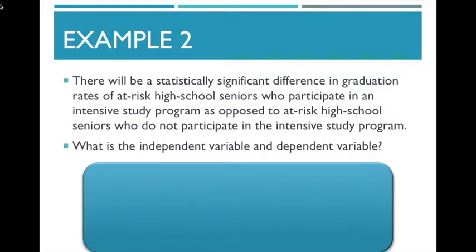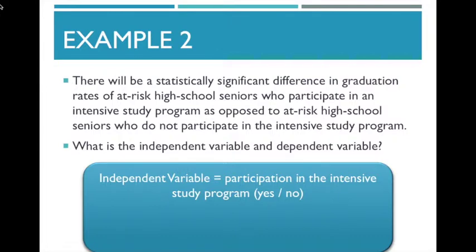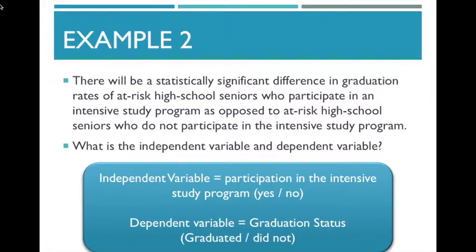The next example, there will be a statistically significant difference in graduation rates of high-risk high school seniors who participate in an intensive study program, as opposed to at-risk high school seniors who do not participate in the intensive study program. So this is an example of an alternative hypothesis. So we want to identify what the independent and dependent variables are. Well, the independent variable is participation in the intensive study program, measured as yes or no. And the dependent variable is graduation status. Did they graduate or did they not graduate?